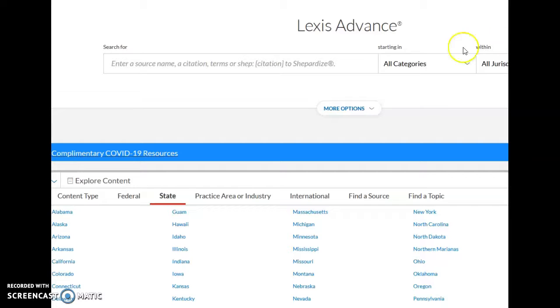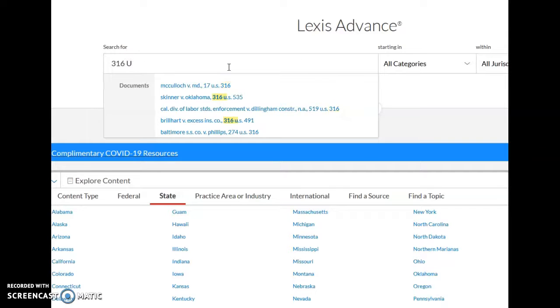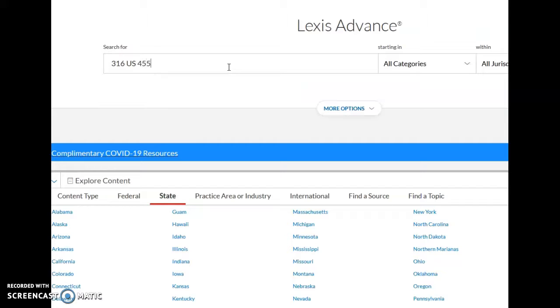So I am in Lexis Advance. I signed in. I'm on the main screen. And we are going to practice shepherdizing by using the court case that was given to us in the discussion post. And that's called Betts v. Brady. And the site 316 US 455. And I'm going to search for that.